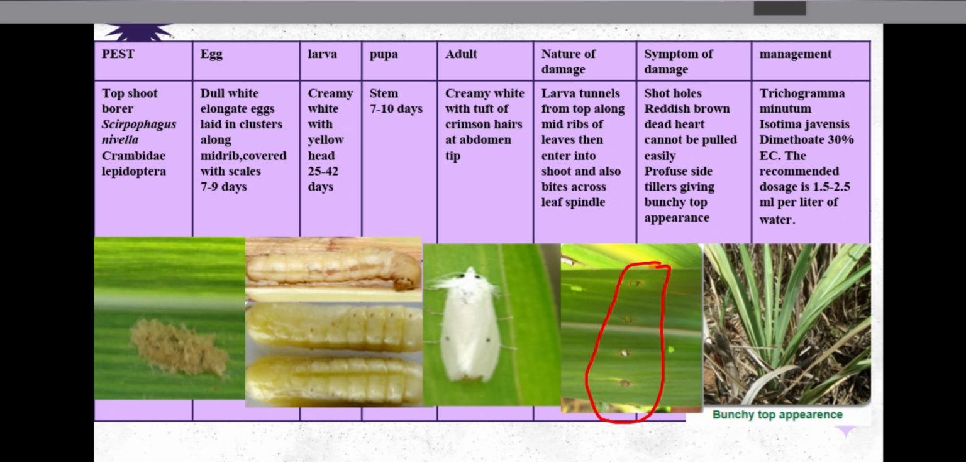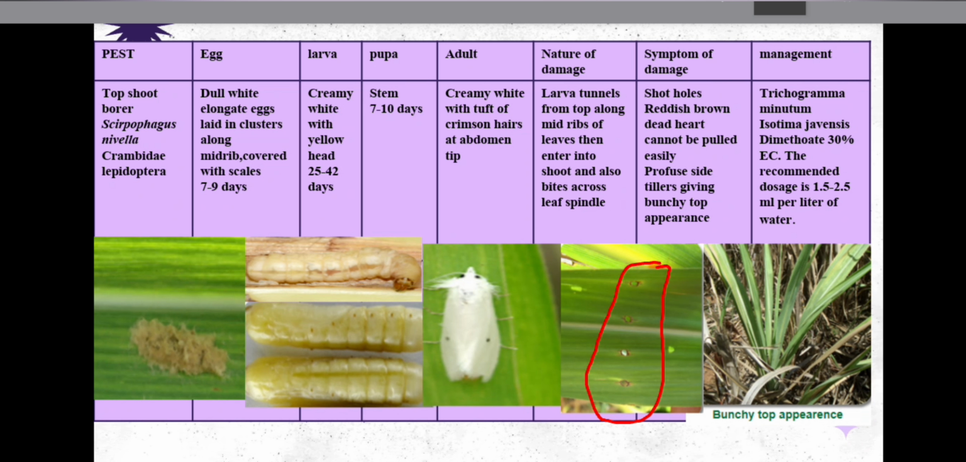And the top shoot borer, here what is happening? The larva is biting and entering into the stem from the top region. It first bites and makes a hole through the leaf spindle. As a result, you see short holes, a series of holes, and as it feeds, boring into the top region of the stem, you can see a dead heart.